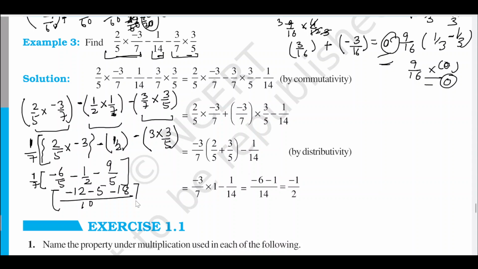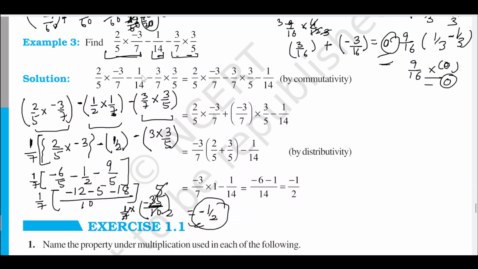Here we are having 1 by 7 into the upper term, we are getting minus 35 over 10. Okay, this will be 7, 35 and 5. So we will get minus 1 by 2. Minus 1 by 2. Okay, so we have simplified our calculation.